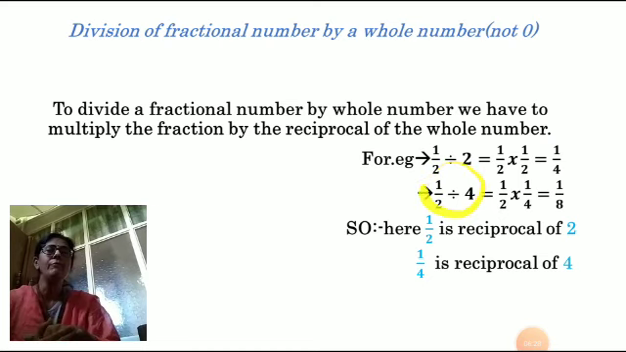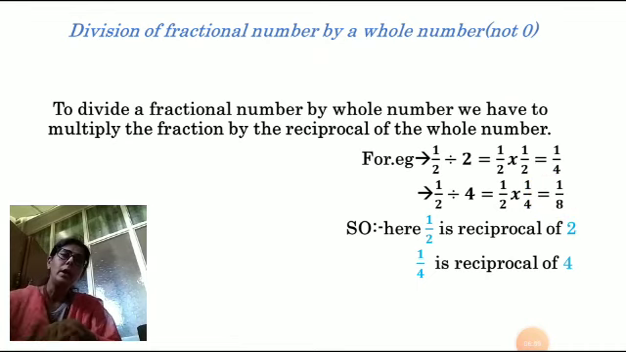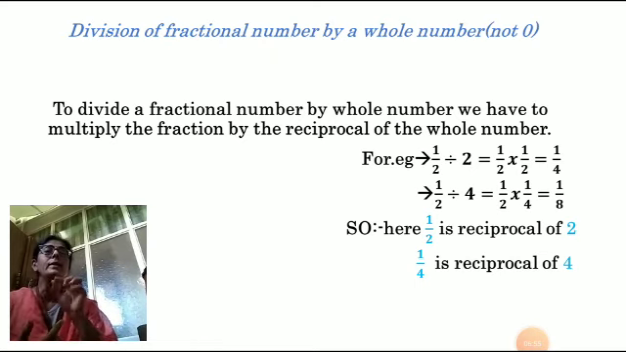Now another example, 1 upon 2 divided by the whole number 4. Right? Now 1 upon 4 is the reciprocal of 4. So 1 upon 2 multiplied by 1 upon 4. Right? So 1 ones are 1 and 2 fours are 8. So our answer will be 1 upon 8. Now are you clear with this? You have to reciprocate the divisor, meaning the reciprocal of a whole number, as our divisor here is a whole number, right? So we have to write the reciprocal of the whole number. Okay, now the next point.